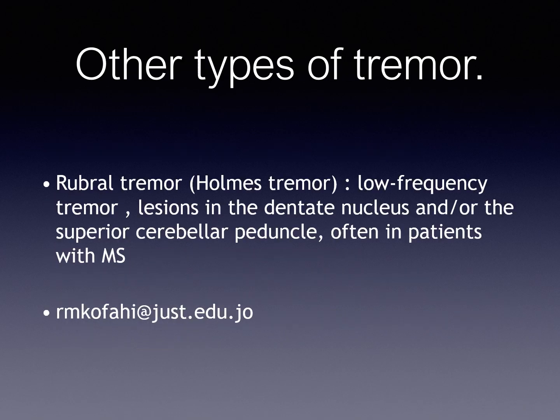Finally, I'm going to talk about rubral tremor, which is a rare form of tremor. It's typically a low frequency tremor, typically seen with lesions in the dentate nucleus and the brainstem or the superior cerebellar peduncle, mostly seen in patients with multiple sclerosis. I will end up here.